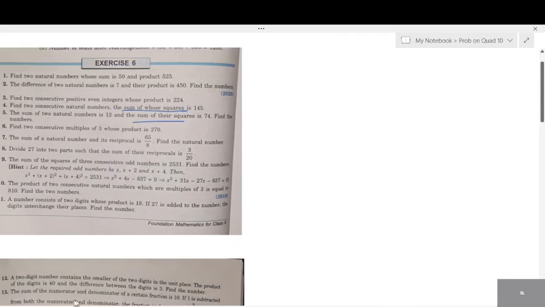Next one. Find two consecutive multiples of 3. What are the multiples of 3? 3, 6, 9, 12. What's the difference between them? For each value, you'll have a difference of 3. You take any value, you'll have a difference of 3. So, find two consecutive multiples of 3.